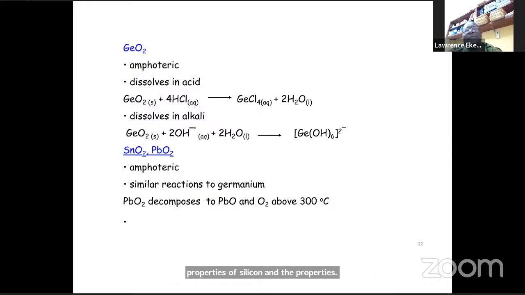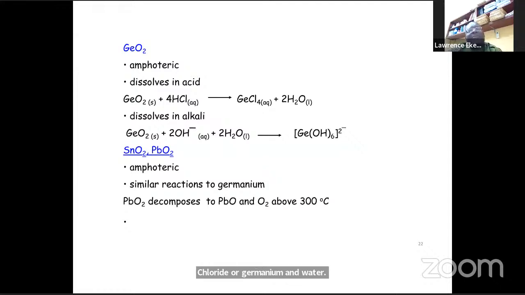Germanium dioxide is amphoteric in nature. That is, germanium dioxide has the ability to behave as an acid and to behave as a base. So it is amphoteric in nature. It can behave as an acid, and it can behave as a base. And so germanium dioxide dissolves in acid. If you look at the reaction there between germanium dioxide and hydrochloric acid, it will give you the tetrachloride of germanium and water.